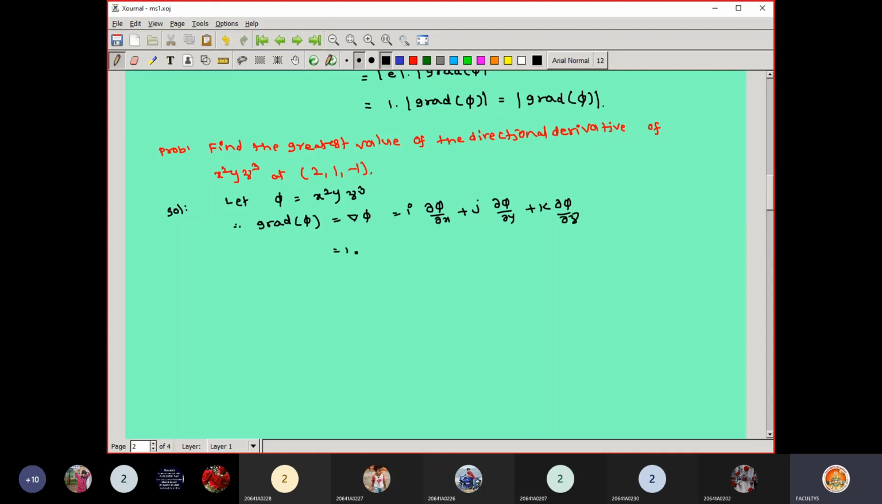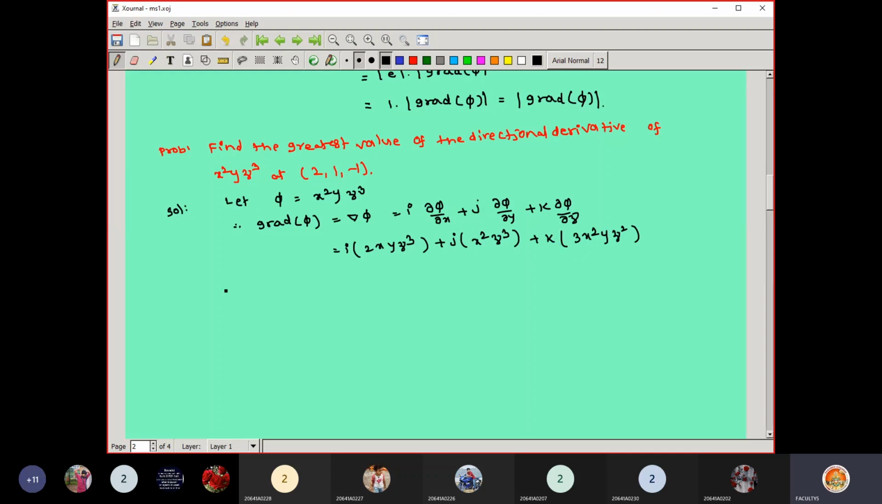So directly, i dou phi by dou x, differentiation with respect to x, gives 2x y z cube. Similarly plus j dou phi by dou y, you get x square z cube, plus k dou phi by dou z, you get 3 x square y z square. So this is about your differentiation.